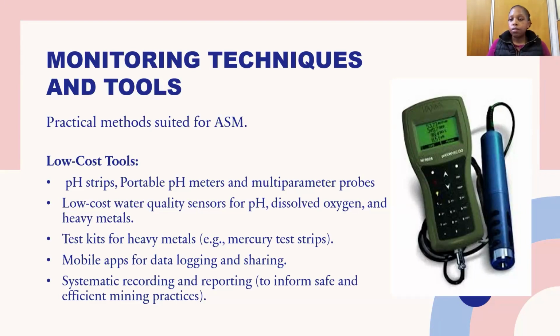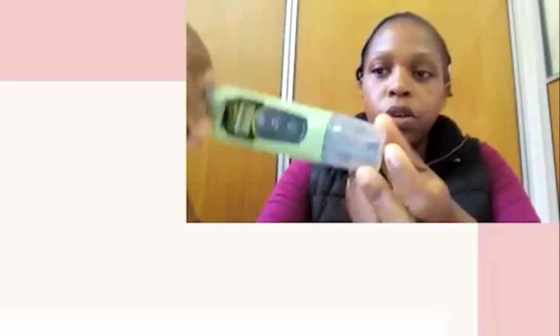And then we can also have some portable pH meters like this one. These are very affordable, and also they are very easy to use. When we make use of these ones, they do not cost a lot of money, and they also use batteries, so it's quite handy.